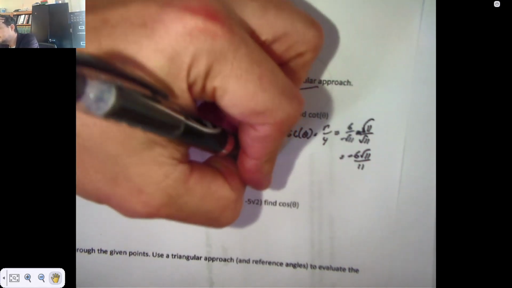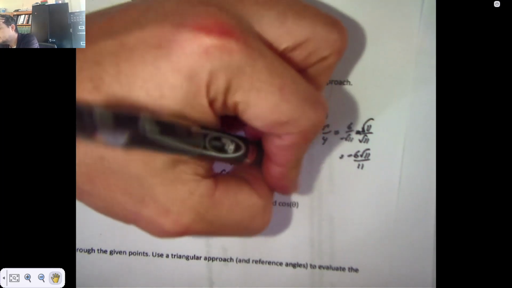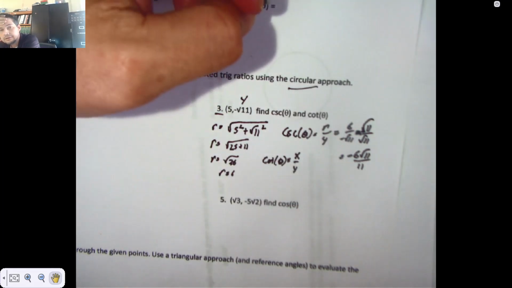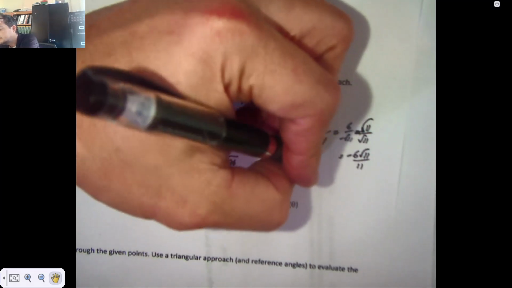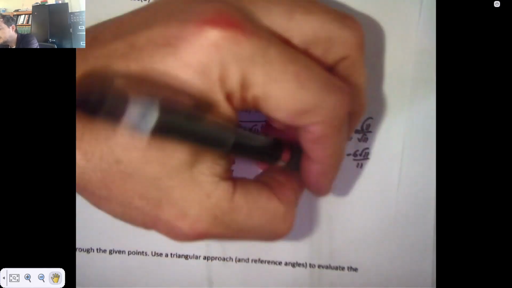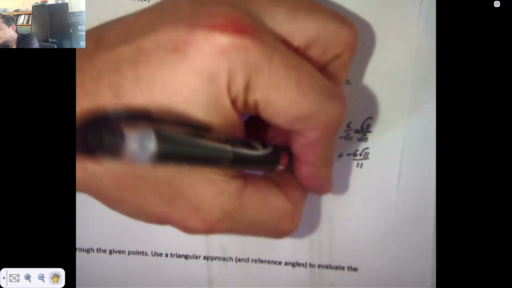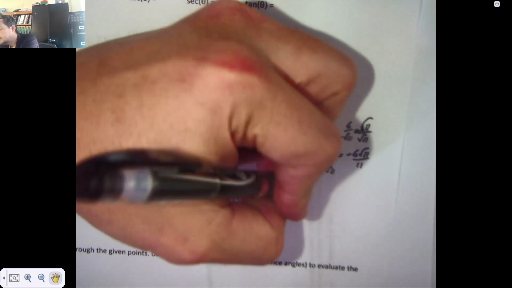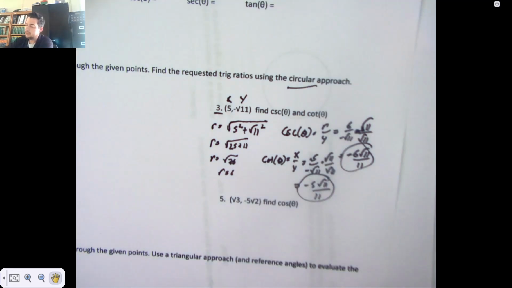You're also asked to find the cotangent of the angle, and the cotangent of the angle should be x over y, if I'm thinking right. So that's even easier. That's 5 over a negative root of 11. I'm going to clean that up the same way I did the last one. Multiply top and bottom by root 11. So I'll get negative 5 root 11 over 11. There's my two answers. It's pretty easy stuff. I'm not going to do any more of the circular approach.